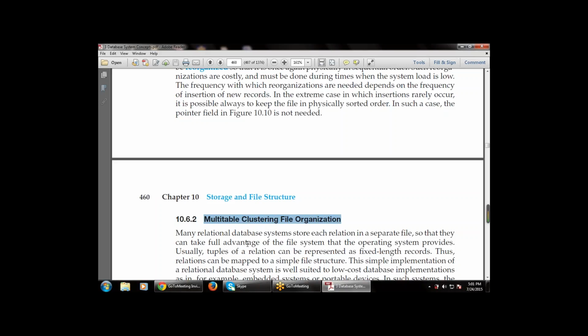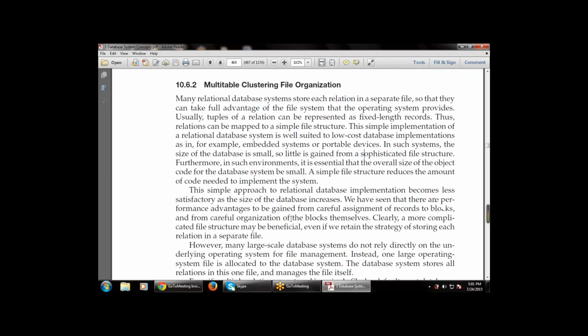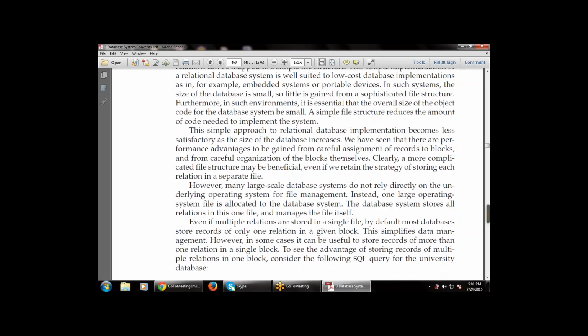Many relational database systems store each relation in a separate file, so that they can take full advantage of the file system that the operating system provides. Usually the tuples of a relation can be represented as fixed-length records. This simple implementation of a relational database system is well suited to low-cost database implementations. But the simple approach becomes less satisfactory as the size of the database increases.